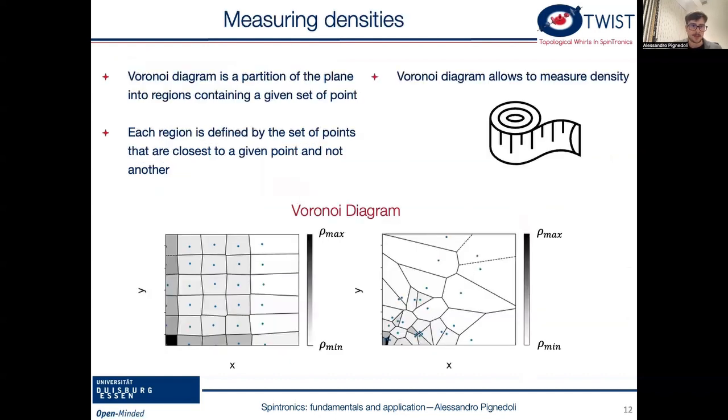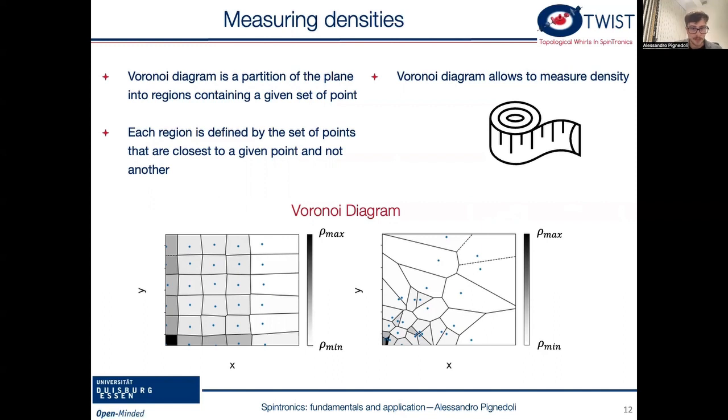For the second one, we want to actually measure our solution, and the approach that we are following is this. We consider the Voronoi diagram of the distribution of particles over time, which is a diagram that can be constructed in some region of space, where each region is defined by the set of points that are closest to a given point, our particles, and not to another. Due to this definition, we have a local measure of the density.